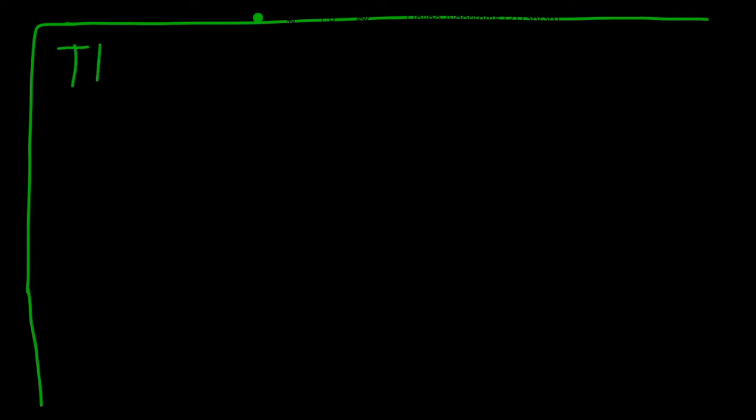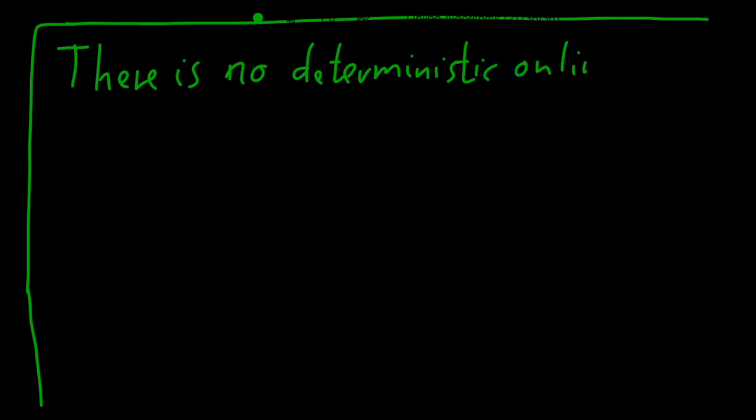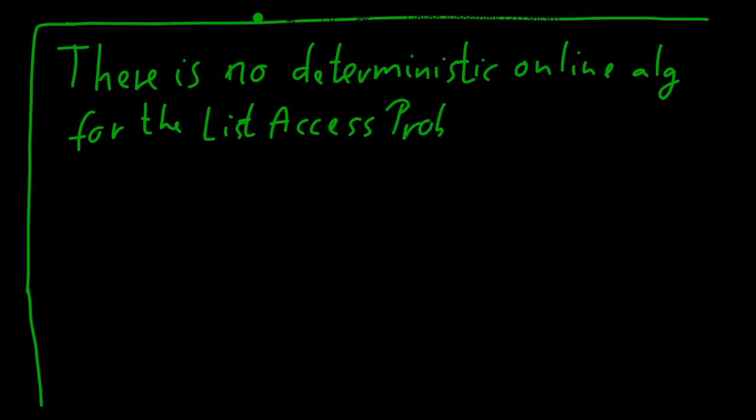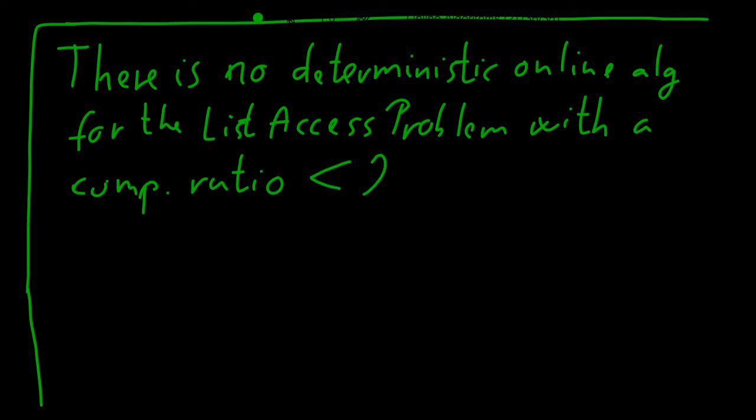So there is a statement: there is no deterministic online algorithm for the list access problem with competitive ratio strictly better than 2. So there's the statement, and I will prove this. So, proof.